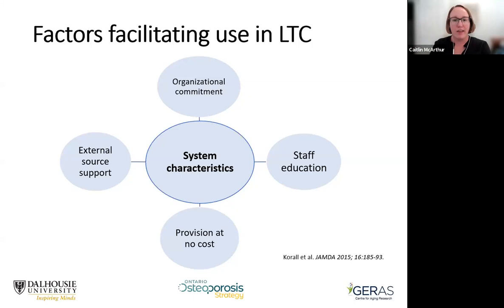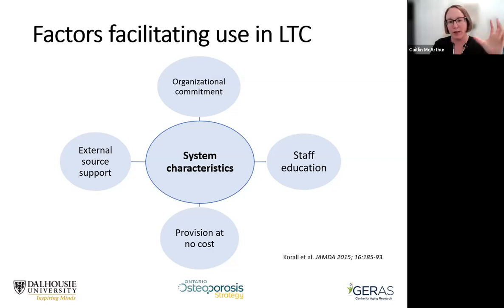They found that things that facilitated their use were the facility having a commitment to a hip protector program, so coming from the organizational standpoint. Having structured education on hip protectors and provision of garments at no cost were also really helpful. So educating staff about how they work, when to wear them, fit, all that kind of stuff. And then providing them at no cost also facilitated their use. And having support from external sources, like general practitioners and quality and safety boards, really helped, especially with the organizational commitment.